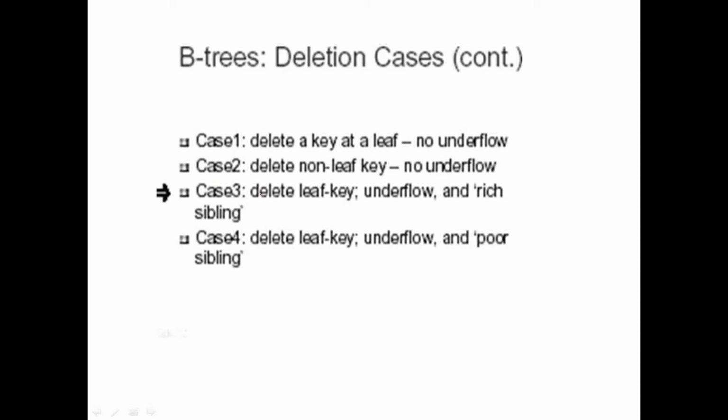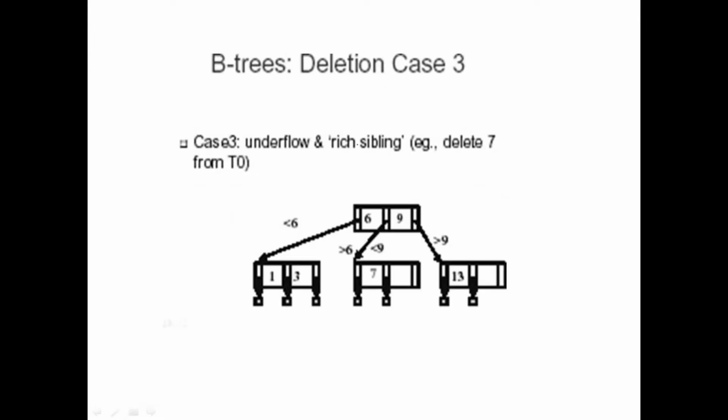Now the third case is delete a leaf key with underflow and rich sibling. When you delete a key from the leaf of the tree, there will be underflow, and that leaf has a rich sibling. So let us see case number 3. Here we want to delete 7 from the given tree T0.